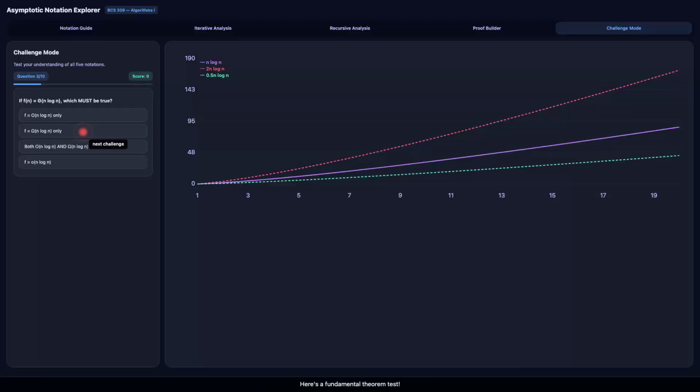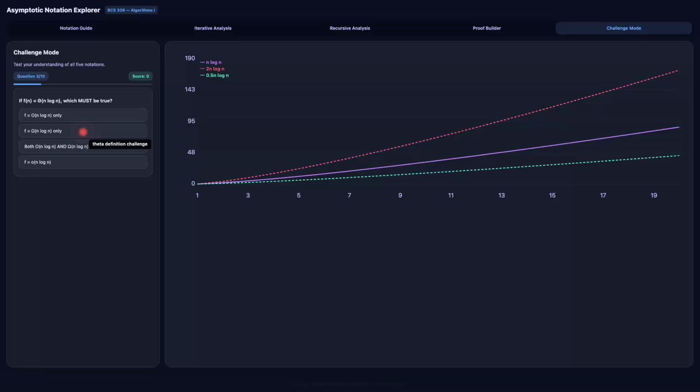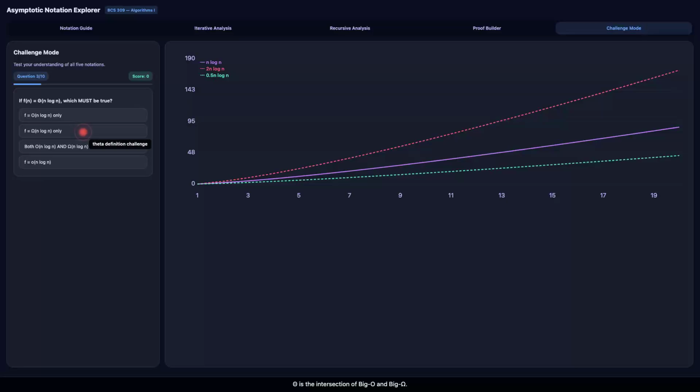Here's a fundamental theorem test. If f of n equals Θ of n log n, what must be true? By definition, theta notation means the function is sandwiched between two multiples of n log n. This requires both an upper bound, f equals O of n log n, and a lower bound, f equals Ω of n log n. Theta is the intersection of big O and big omega. You cannot have theta without having both the other bounds. This is why theta provides the tightest possible asymptotic characterization.